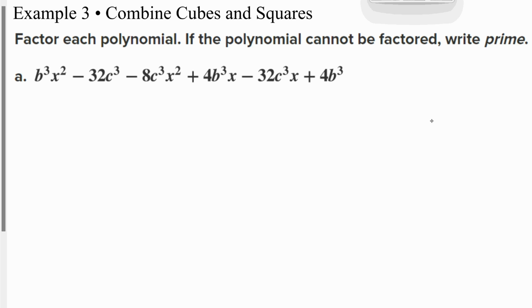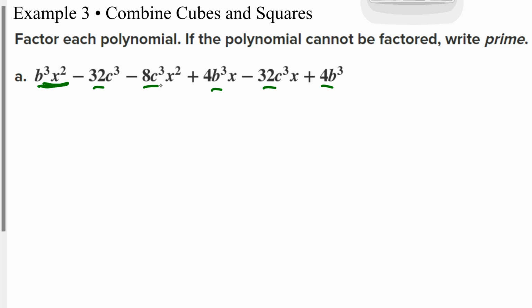From section 3, we want to combine cubes and squares. So basically, anytime we have more than 3 terms, we want to group them together. So I have 1, 2, 3, 4, 5, 6. So I want to group 3 of them together, ones that are kind of like terms.